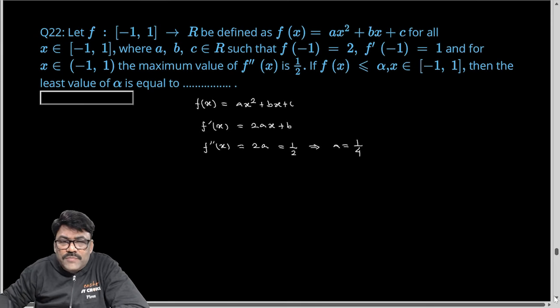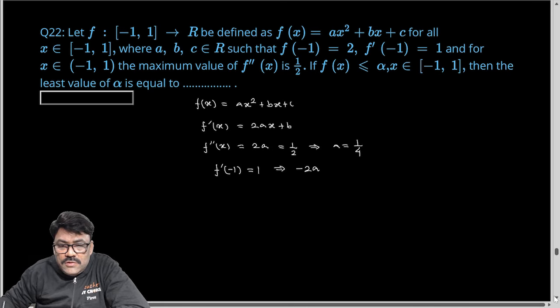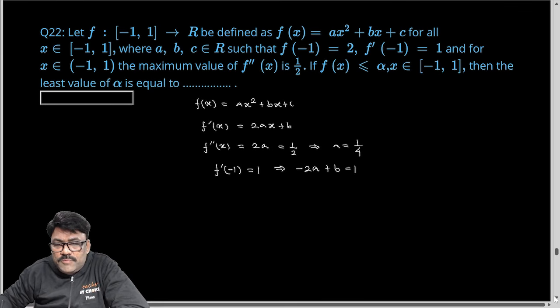Next, they have given f dash minus 1 is 1. f dash minus 1 will be what? Minus 2a plus b. It is 1. Minus 2a is minus half, plus b is 1. So b is 3 by 2.